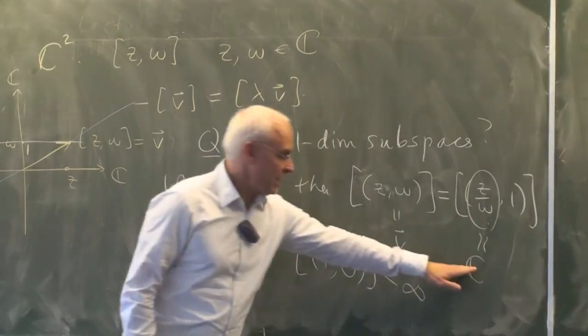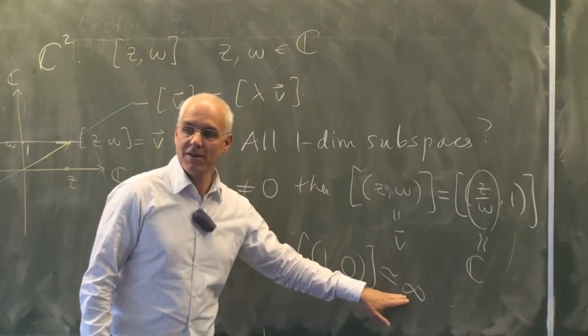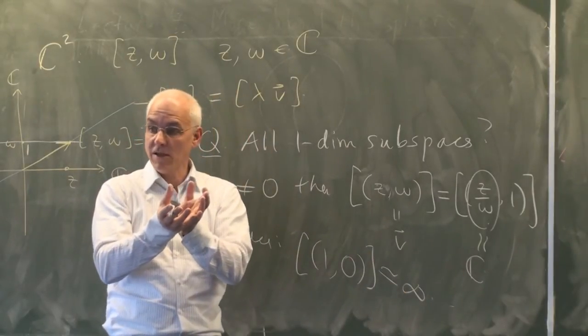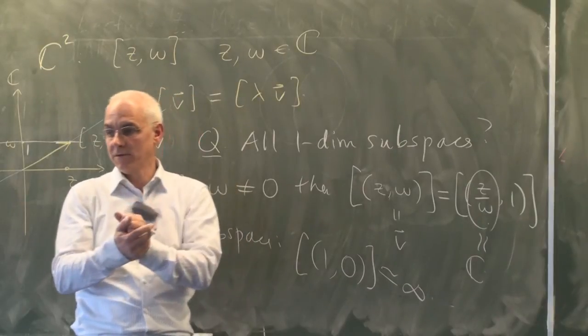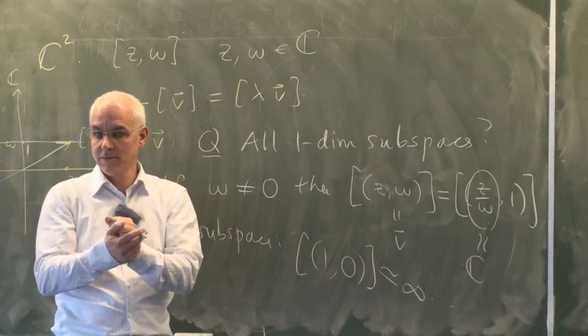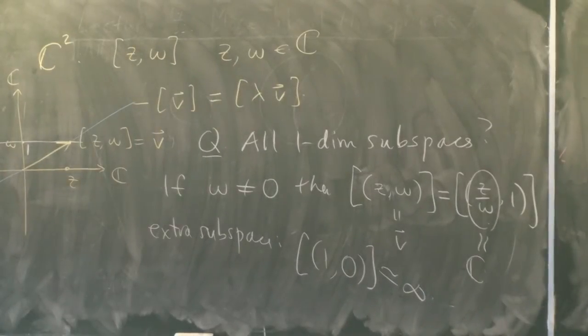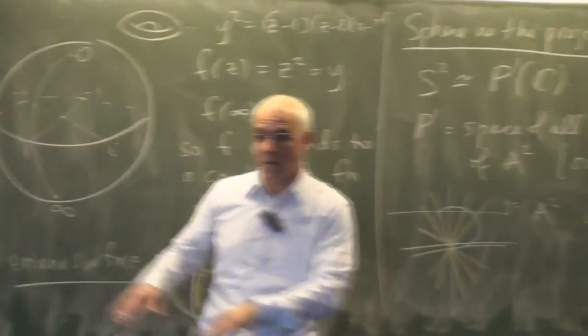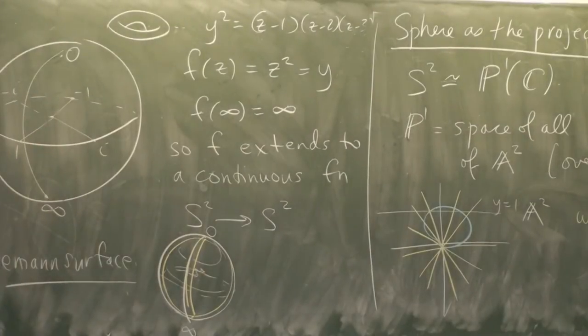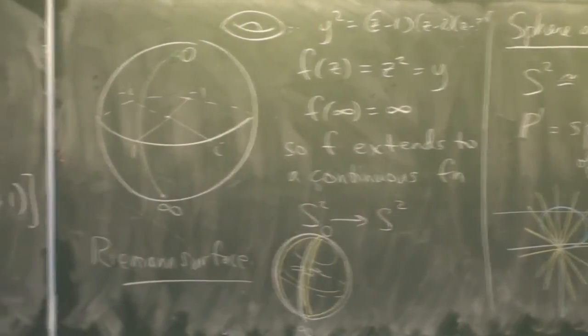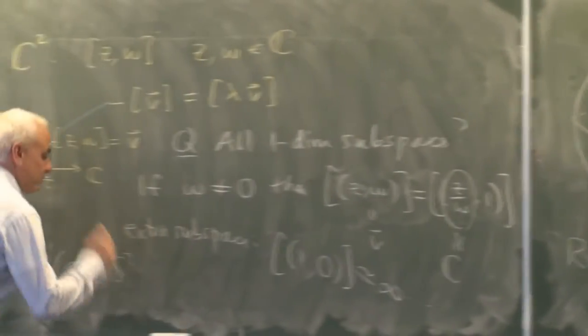When you put C together with infinity, we're getting again, topologically, the sphere. Over here we got a line with one point, which made a circle, but now we're getting a plane with one point. That makes a sphere. So P1 of C is a sphere.